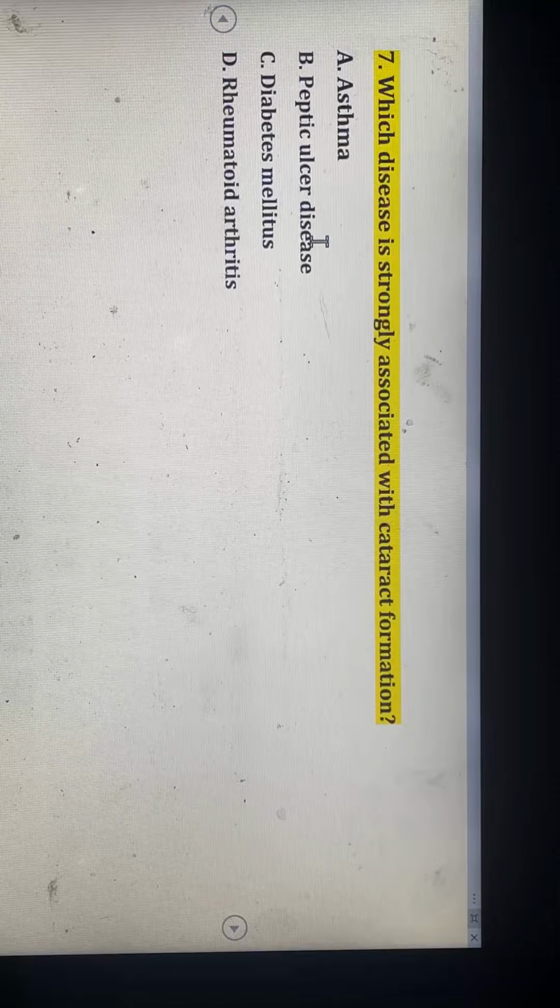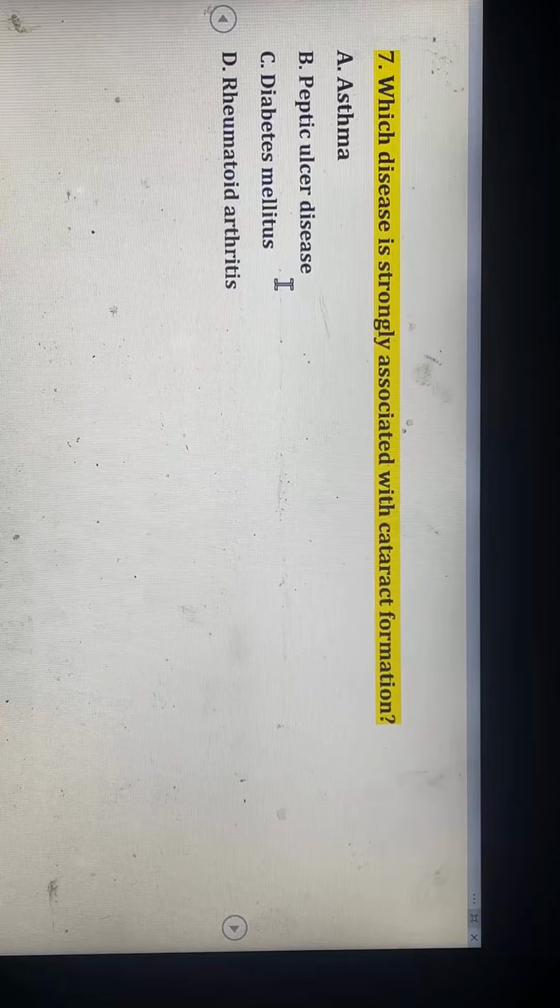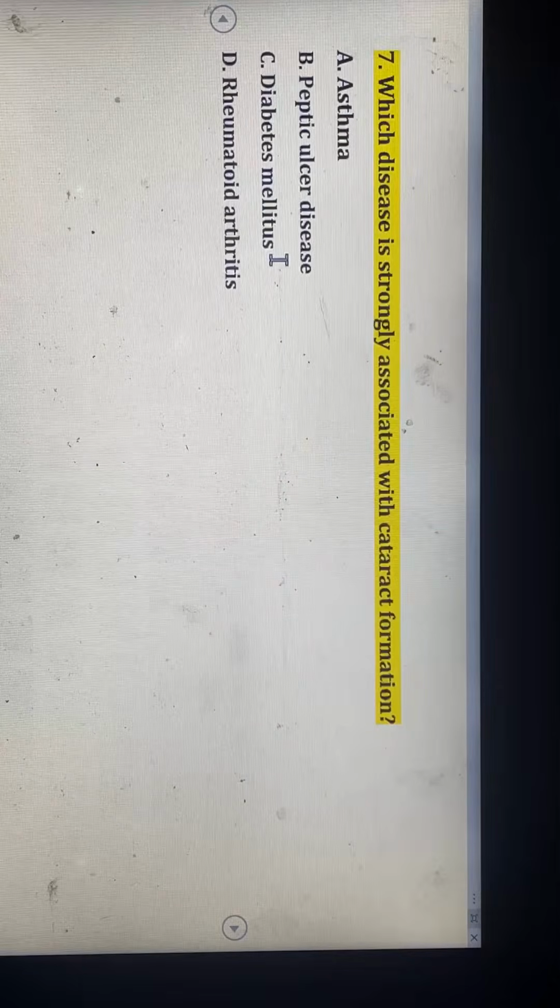And if you choose A, you are wrong. If you choose B, you are wrong. If you choose C, you are correct. You're not wrong. If you choose D, you are wrong. So diabetes mellitus causes a lot of things to the eye. So in your exams, whenever you see diabetes mellitus, that will be the most common answer. Are we together? Glaucoma, diabetes mellitus, cataract, diabetes mellitus.